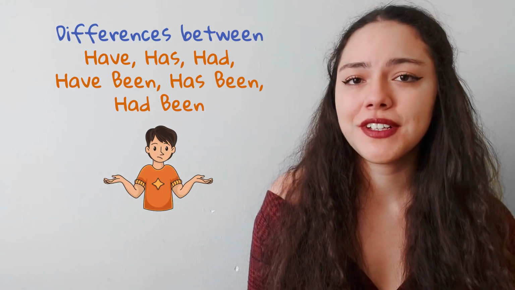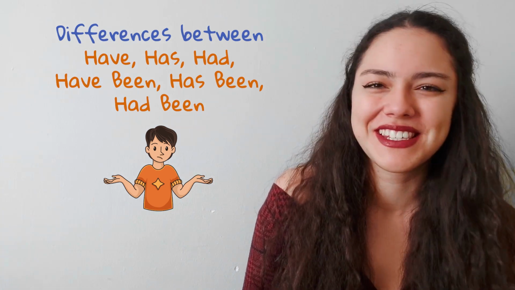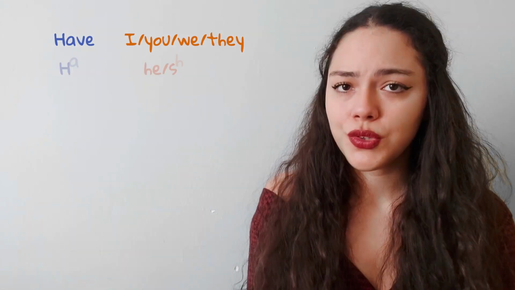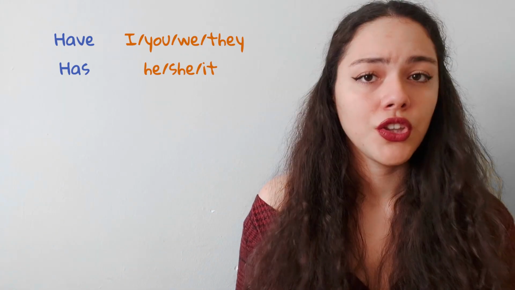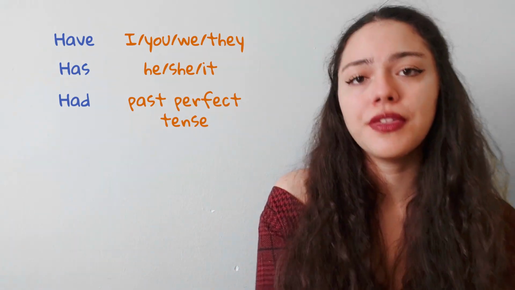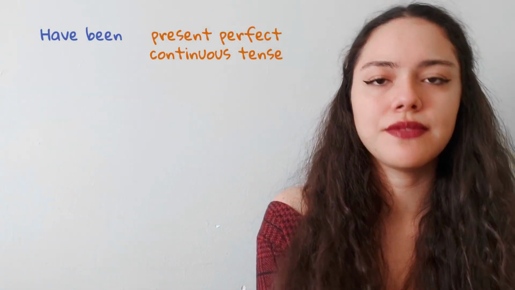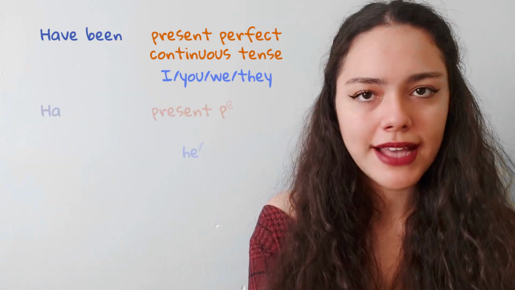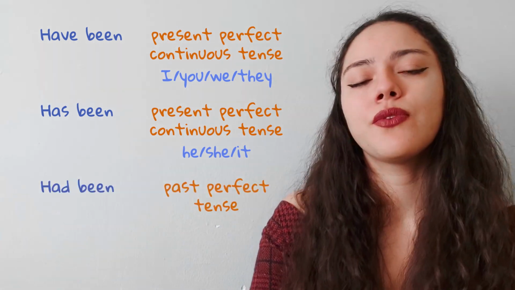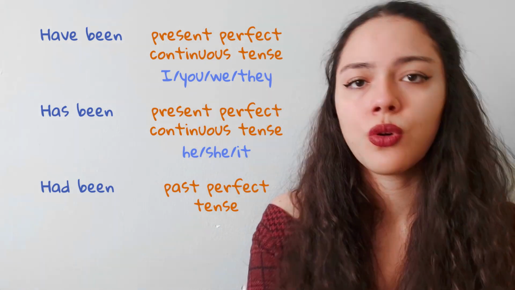And there you have it. Differences between have, has, had, and have been, has been, had been. In short, use have with I, you, we, they. Use has with he, she, it. Use had for past perfect tense to show an action completed before another past action or point in time. Have been is for present perfect continuous tense with subjects I, you, we, they. Has been is for present perfect continuous tense with subjects he, she, it. Had been is for past perfect time, showing an action completed before another past action or point in time.